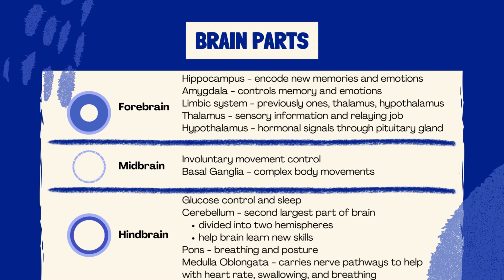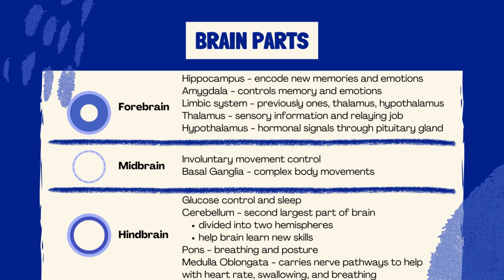There are three major brain parts: forebrain, midbrain, and hindbrain. The forebrain consists of the limbic system, which is the hippocampus, amygdala, thalamus, and the hypothalamus. Hippocampus encodes new memories and emotions. Amygdala controls memory and emotions. Thalamus controls sensory information and has a relaying job. And hypothalamus controls the signals through the pituitary gland. As you can see, the limbic system is really involved in emotions and memory.